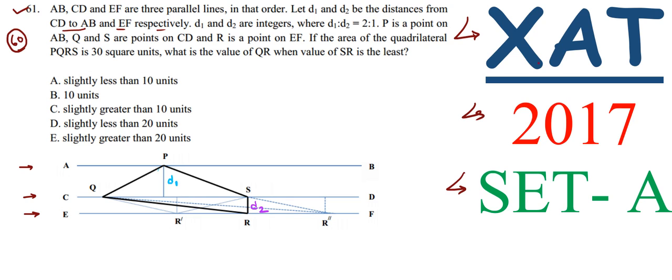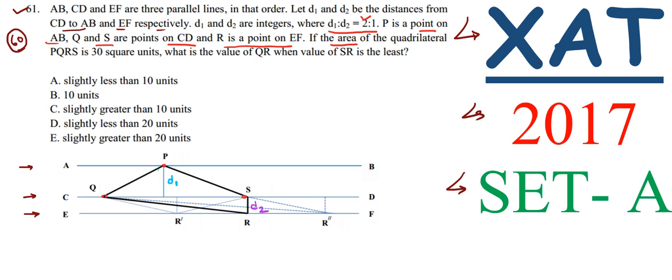D1 and D2 are integers where D1 is to D2 is 2 is to 1. So we have been told that the distances are integers and we have been given the ratio D1 is to D2, that is 2 is to 1. Now P is a point on AB, Q and S are points on CD and R is a point on EF. Here we have P, here we have Q and S on CD, and here we have R on EF.